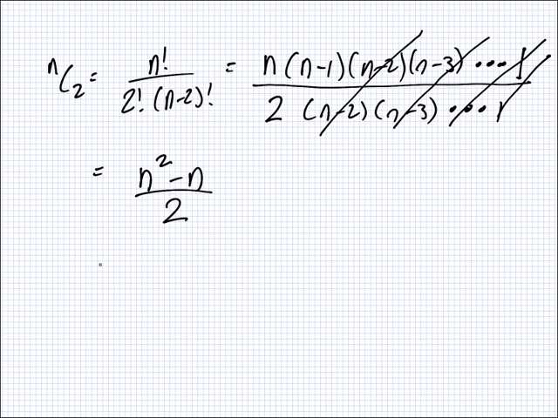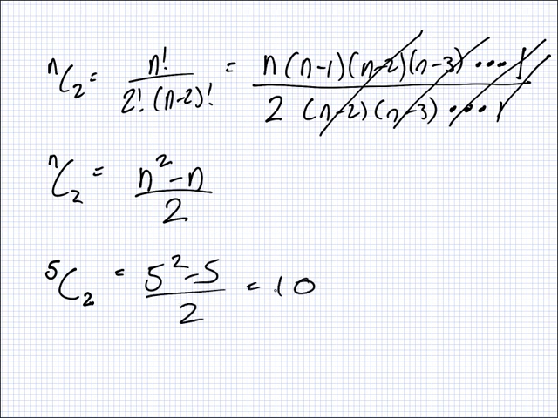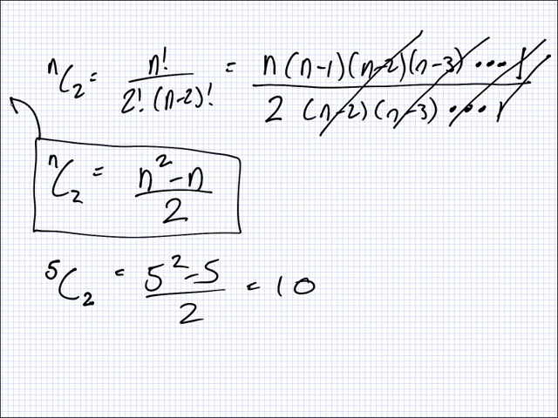Like, if you had, say, 5C2, then according to my formula for nC2, that should equal 5 squared minus 5 over 2, which should equal 10. Now if you type in 5C2, let's confirm it, do you get 10? Yep. Yeah, so my little formula works. So I need to take that back to the main question now in a moment. I don't know if you want to write that down. Maybe you should.